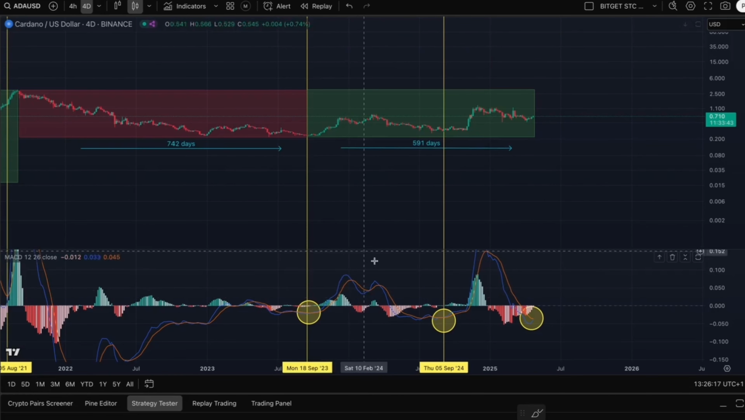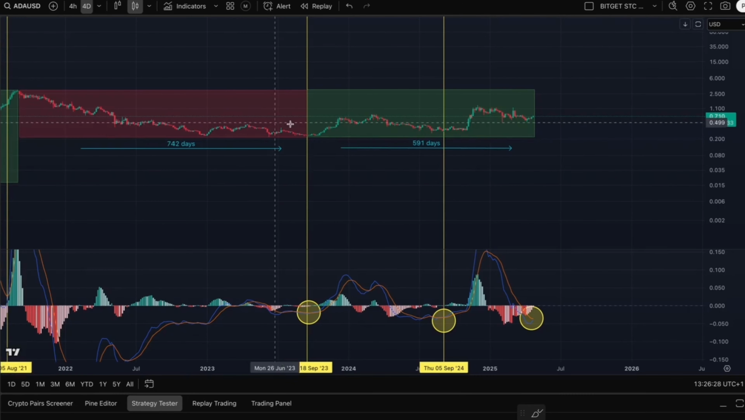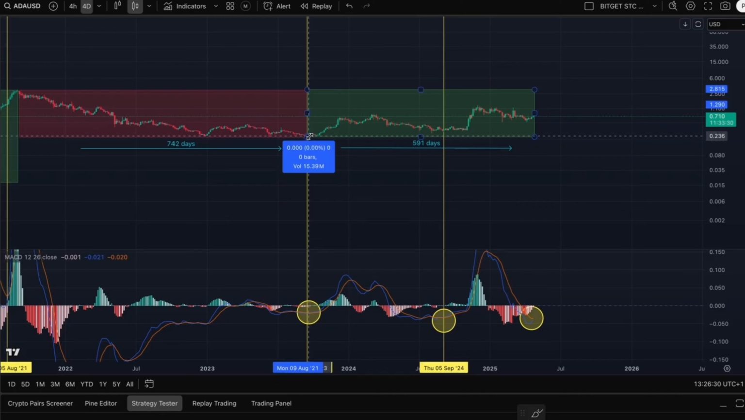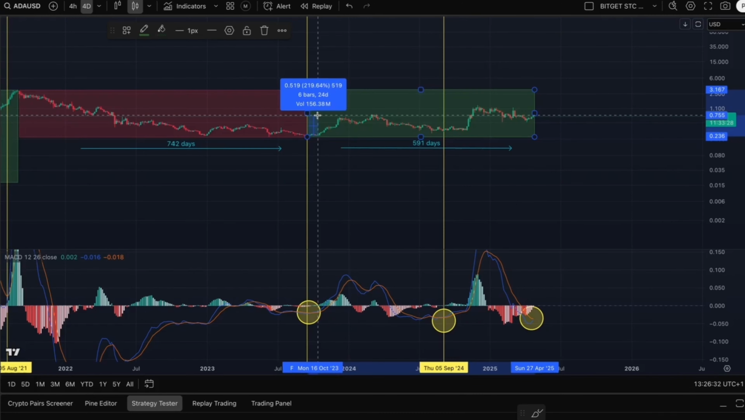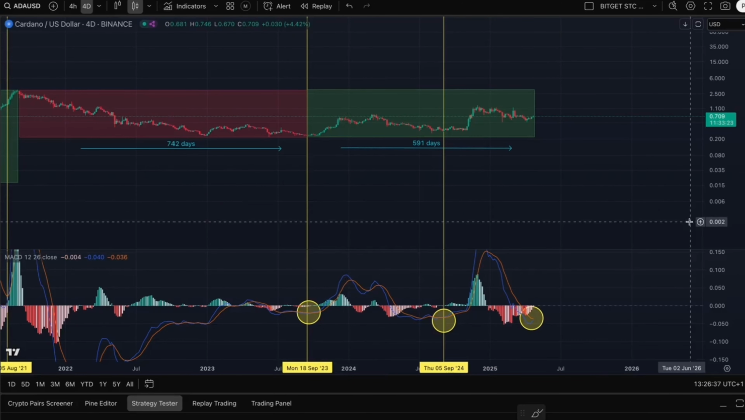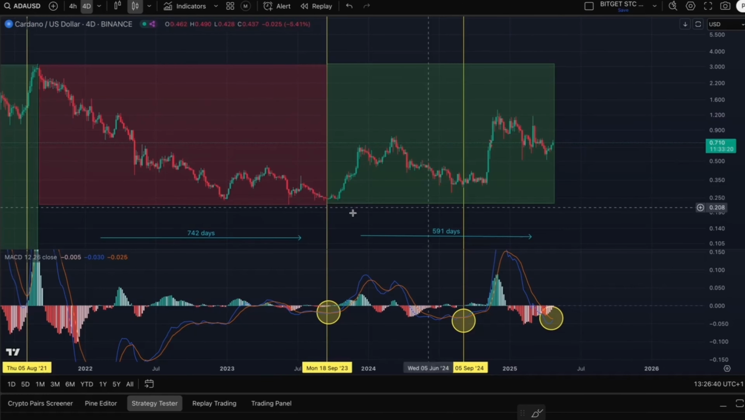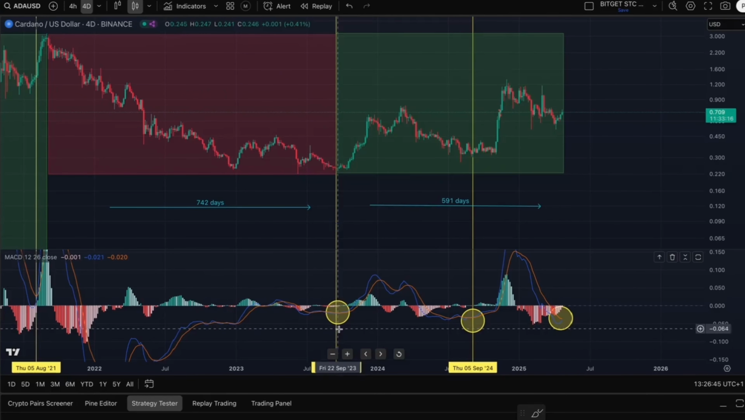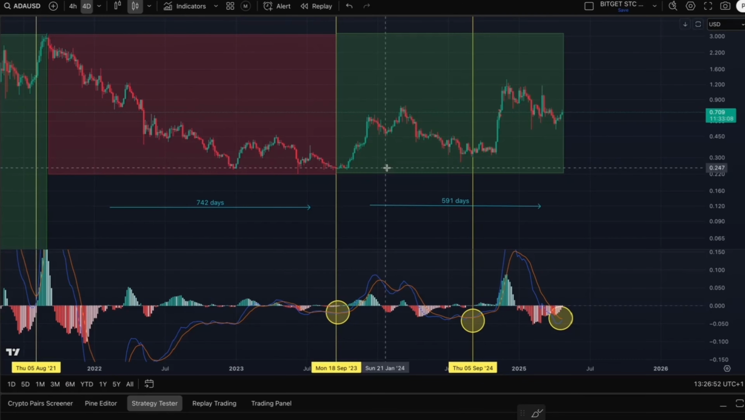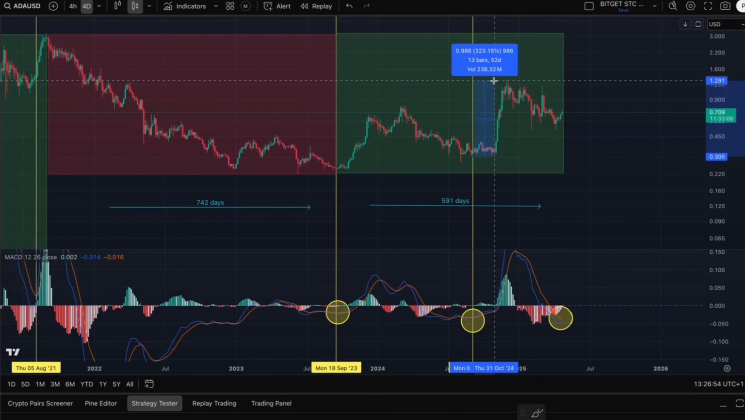If we fast forward to the present bull market, we can see that we had our first MACD cross on the 18th of September 2023. From the point of its inception to the high, we had a move of roughly about 228%, okay, which is a lot. And it looks more significant when I zoom in here. The second time we had a move was back on the 5th of September 2024. And the move from there to the high was 330%.